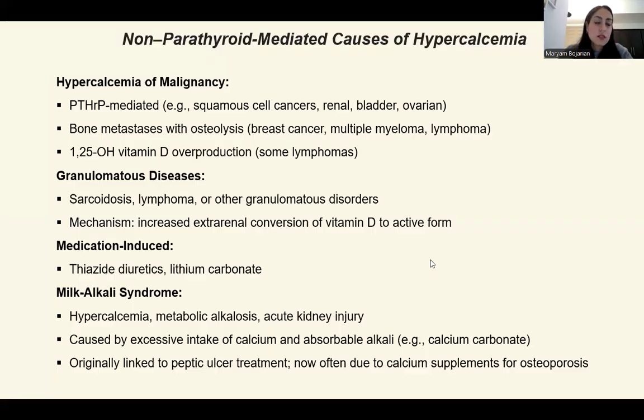And also milk-alkali syndrome. The patient has hypercalcemia, metabolic alkalosis, and acute kidney injury, caused by excessive intake of calcium, especially calcium carbonate or Tums, especially if the patient has prolonged peptic ulcer disease. If they take too much Tums, the patient can develop milk-alkali syndrome. In the past, they used to treat peptic ulcers with milk, and milk has calcium, so a patient could at that time develop milk-alkali syndrome. That's why they call it milk-alkali syndrome.